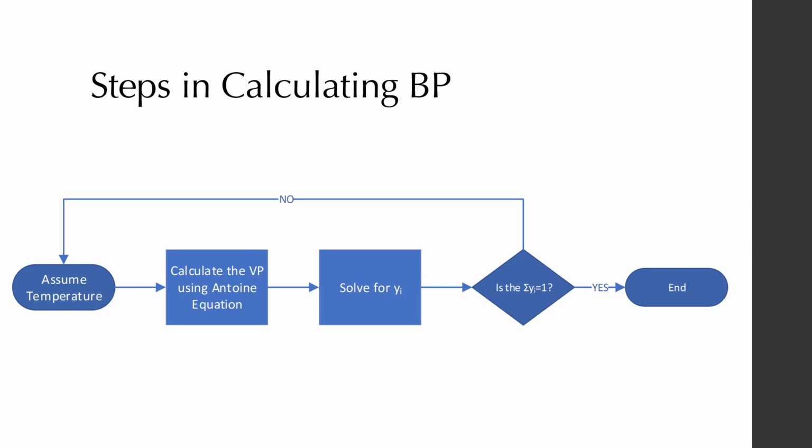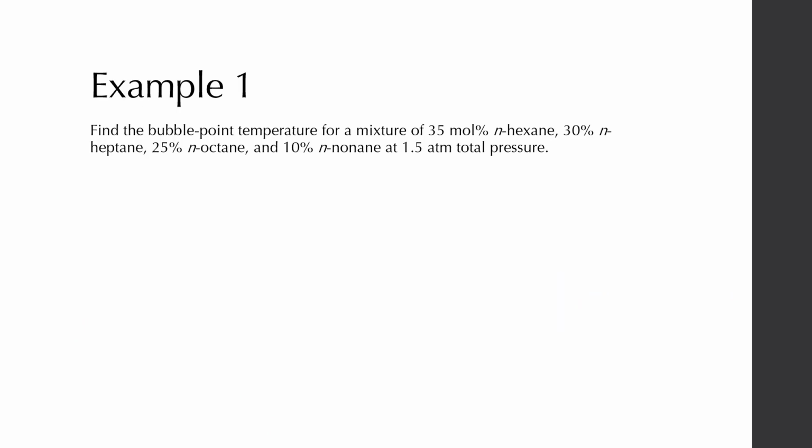Let's go ahead to some example. So find the bubble point temperature for a mixture of 35% mole N-hexane, 30% N-heptane, 25% N-octane, and 10% N-nonane at 1.5 atm total pressure. So I will pause for a while because we will try to solve this using Excel.